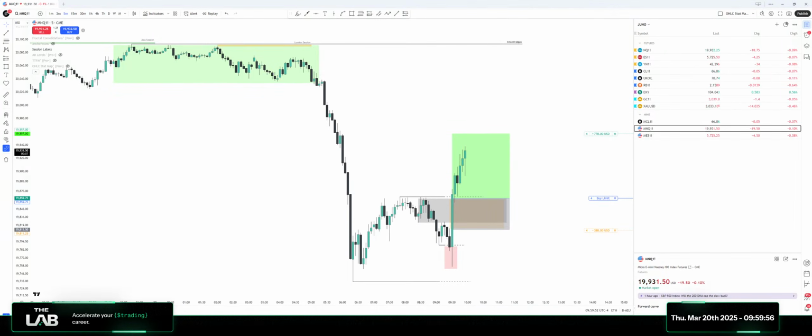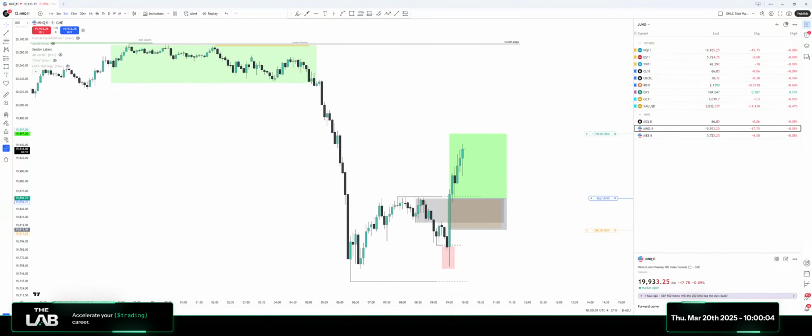I only trade unicorns. Rarely I would trade continuations off of a fair value gap where we actually have some kind of liquidity sweep inside the fair value gap, and then we continue to go higher.